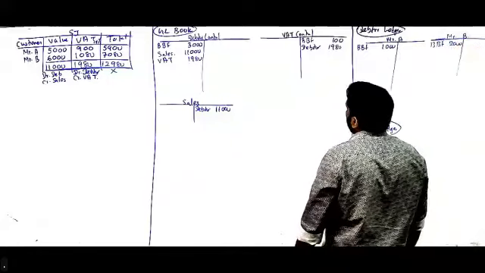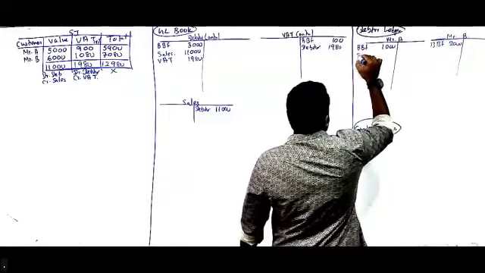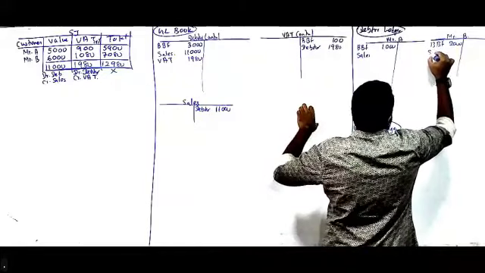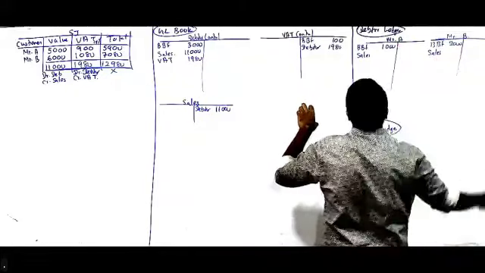Sales also, write it on the same side. Don't change the side. Write it on the same side as in the debtor control account. Sales.